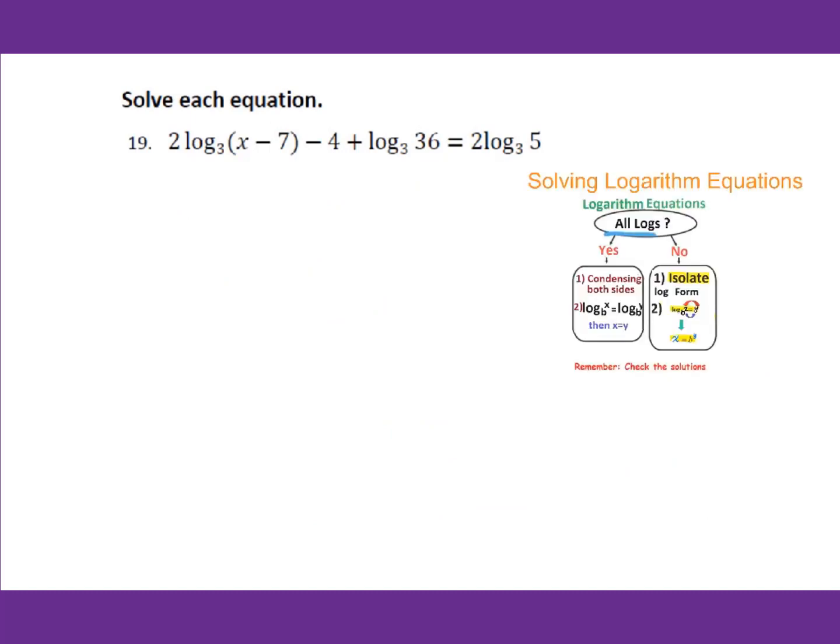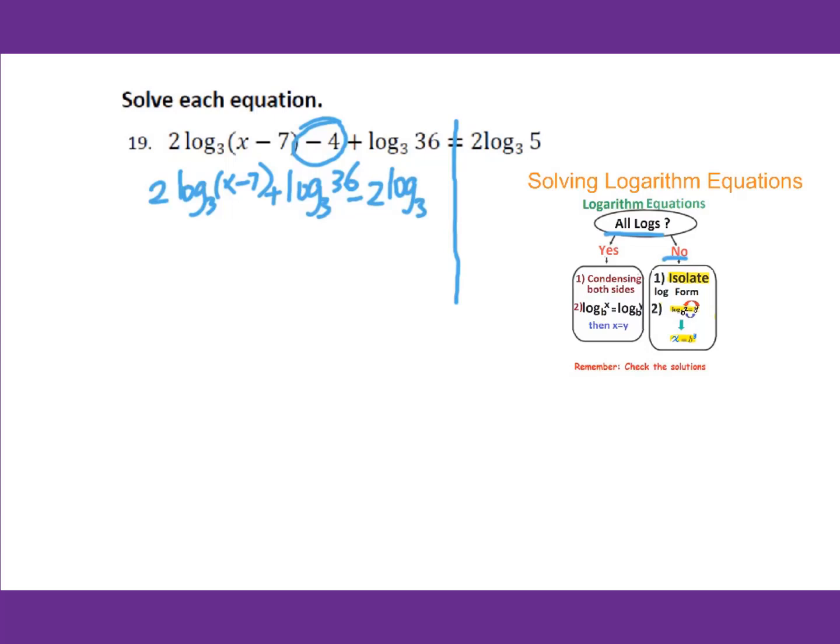We check all logs. Now, we have this constant number, so we isolate the log. We move all the log onto the left side. We got 2 times log base 3 of x minus 7, plus log base 3 of 36, minus 2 log base 3 of 5 equals 4. Remember, when you move a term, change the sign.